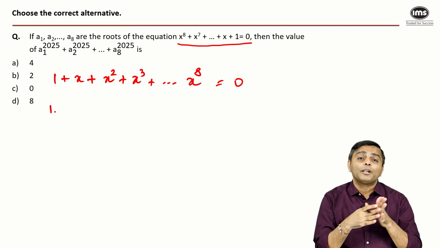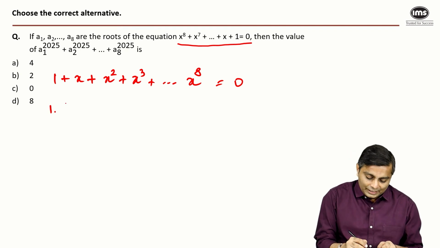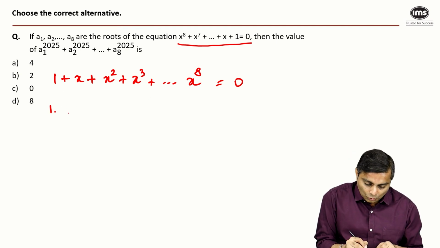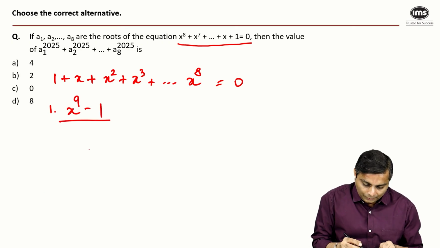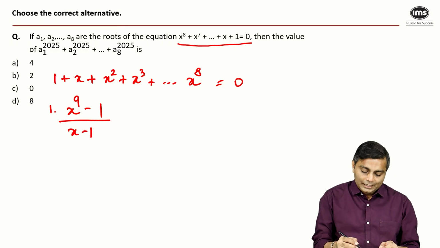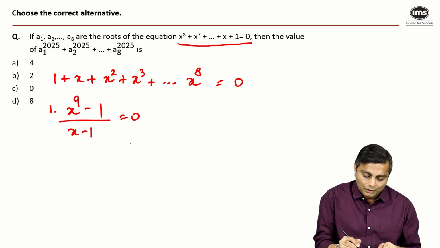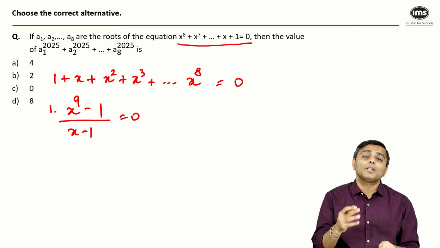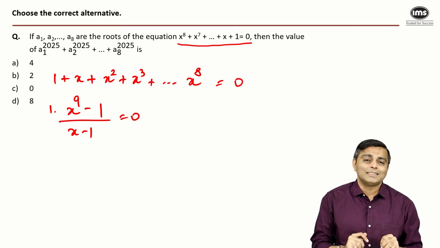Correct? What is the formula here? The total number of terms, so r raised to n, which is 9 here. So this is going to be equal to what? x raised to 9 minus the first term, upon x minus 1. Correct? Now they have said this is equal to 0. x raised to 9 minus 1 upon x minus 1 is equal to 0.